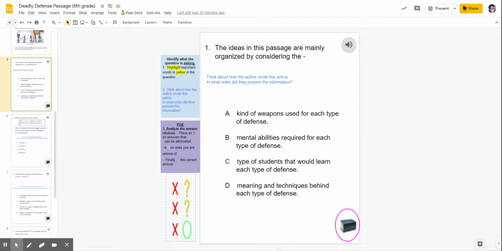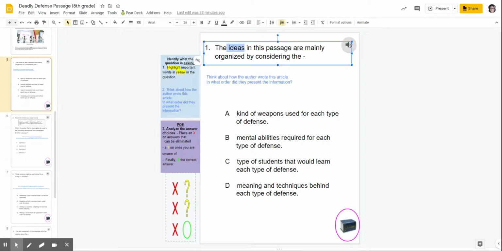So when you read question 1, the ideas in this passage are mainly organized by considering the. You need to think to yourself, what is this question expecting me to answer? What does it want me to think about and look for in the passage? So what I would do is highlight the ideas and go up to the highlighting tool and do it in yellow. Don't do it any other color because STAR only lets you do it in yellow. Now, what is it trying to say about the ideas? They are mainly organized. So it's asking you how the ideas in this passage are organized.